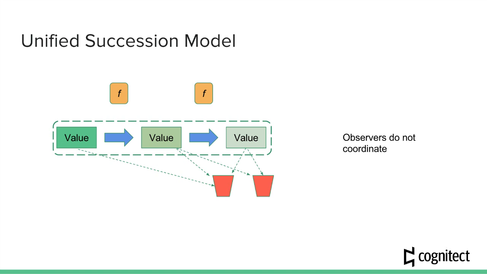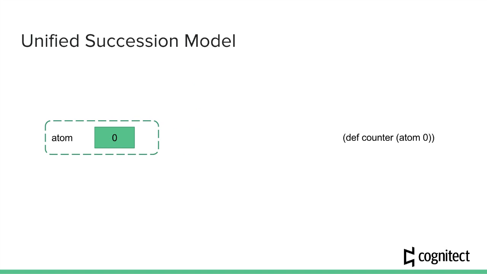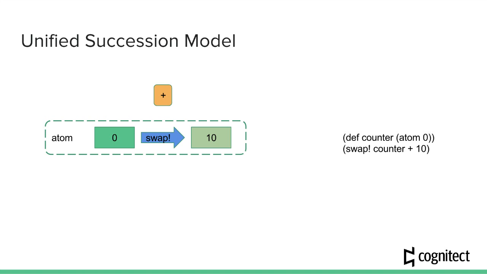So how does this actually look in Clojure code? Well, here on the right-hand side of the slide, you'll see that I'm defining a new counter, and that's going to be an atom reference type, and it's currently going to hold the value 0. And then I want to apply addition to that 0. So I swap on that counter, applying the function addition, and passing in the argument 10. And this results in a new value, 10. We call swap the atomic succession here, and obviously addition is the pure function.